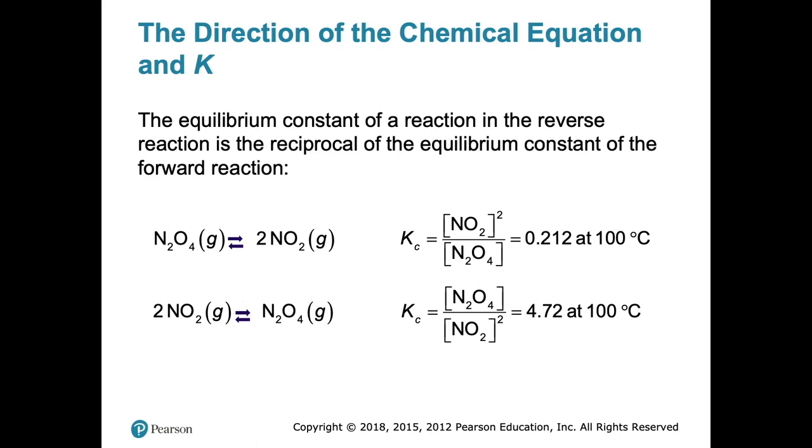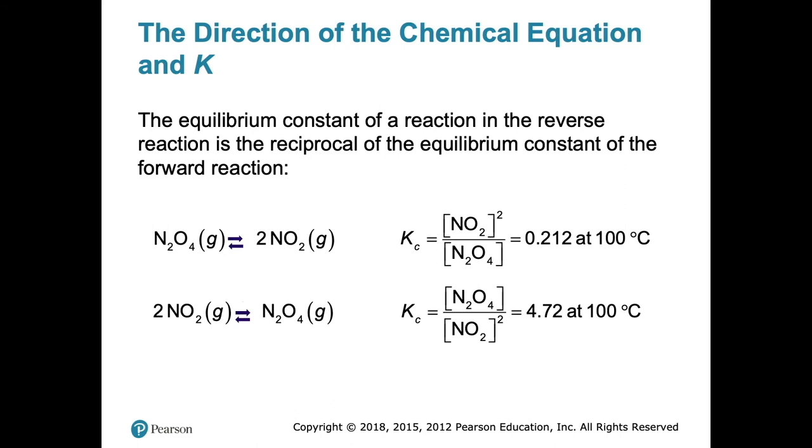And so what happens here is that when you put the products over reactants here, you end up with an equilibrium constant of 0.214. But when you put the reactants over products here, then you get an equilibrium constant of 472, at 100 degrees. So the thing to know about this is that the reverse reaction's equilibrium constant is the reciprocal of the forward reaction's. Okay, it's always the reciprocal.